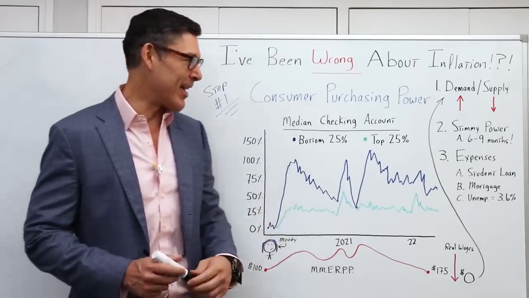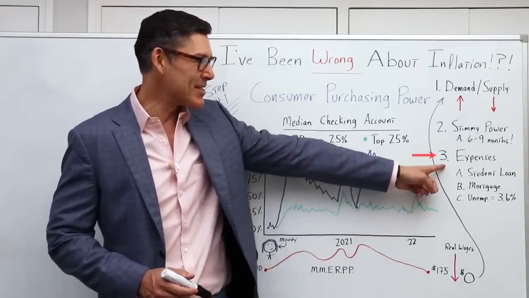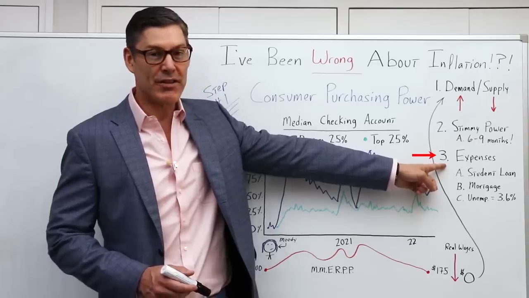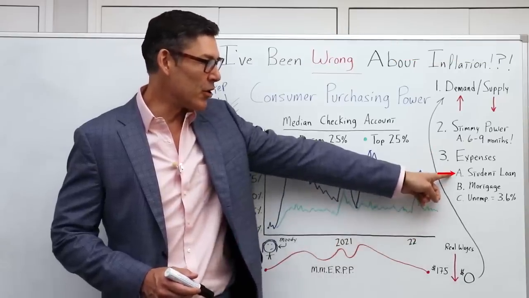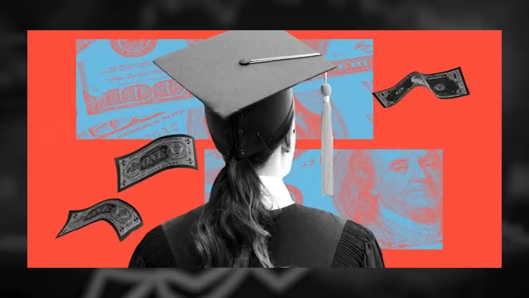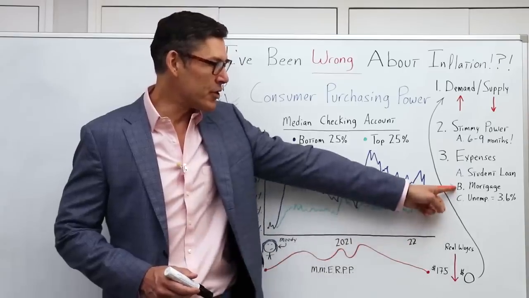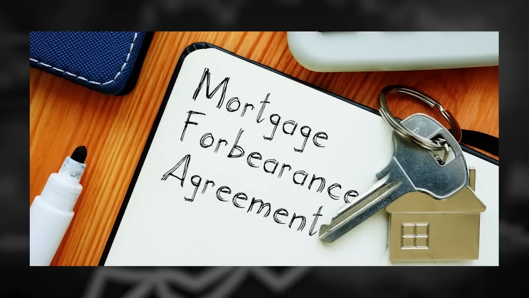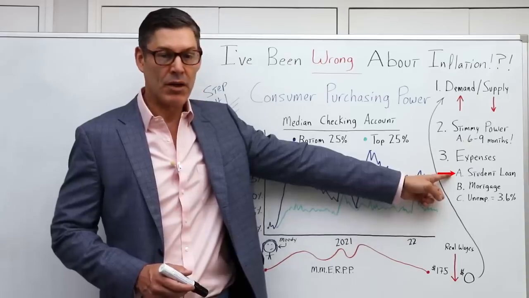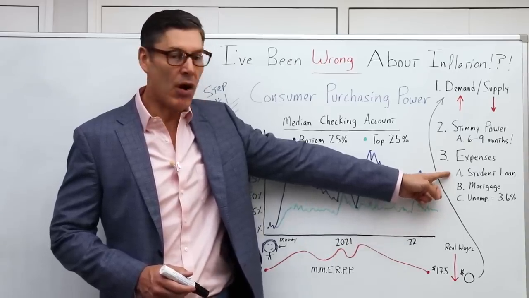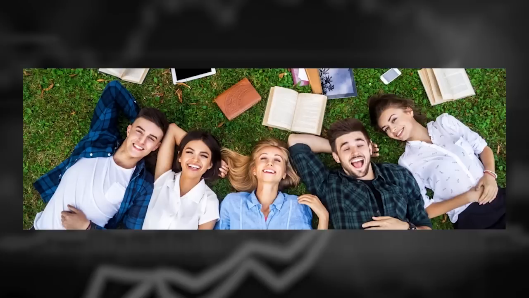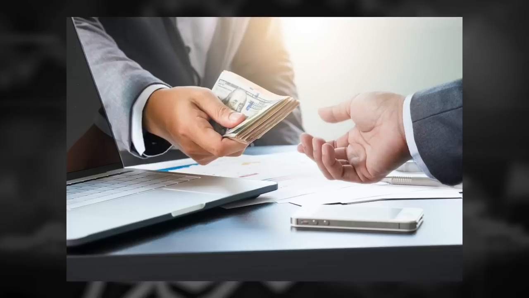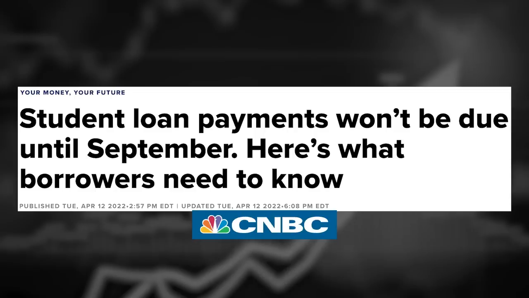Oh, no. I also got the expense side of the equation. I understood that back in 2020 and into 2021 that the student loan payments were put on hold through the CARES Act. I also understood there was a mortgage forbearance where people could apply to have their mortgage payments put on hold, just like the student loan payments. What I didn't realize is people are still on these programs. In fact, the students don't have to start paying back their loans until September of 2022.